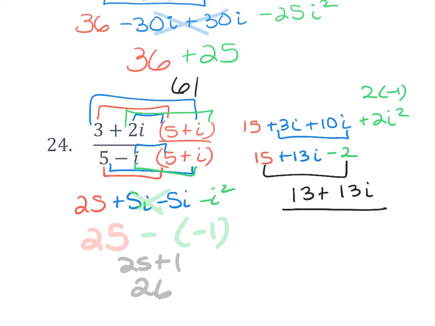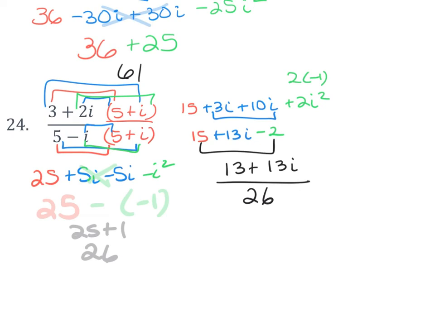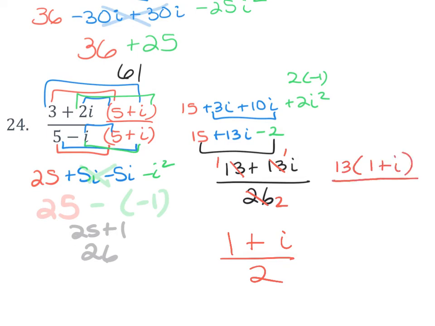So now, here is what I've got after I FOILed. I can simplify this. I can either factor 13 out, or I could just say 1, 1, 2. So my final answer here is 1 plus i over 2. If you prefer to factor a GCF out, you can do that and then simplify it that way. Either way.